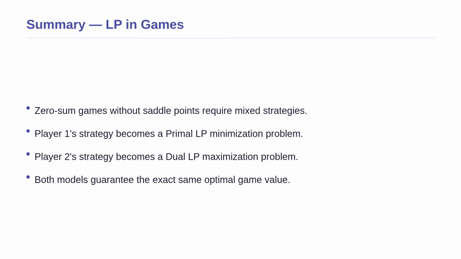We have covered a lot of ground today, so let us reinforce the most important ideas. First, when a zero-sum game lacks a saddle point, players must use mixed strategies to remain unpredictable. Second, we can translate this into algebra. Player 1's goal to maximize their minimum payoff becomes a primal linear programming minimization problem. Third, player 2's goal to minimize their maximum loss becomes the mirror image dual maximization problem. Finally, solving these models guarantees the absolute best possible outcome. You now understand the complete mathematical foundation of linear programming in games. Excellent work!